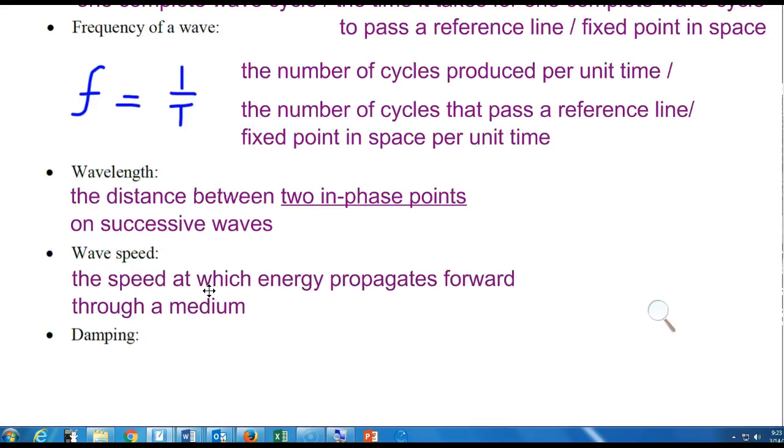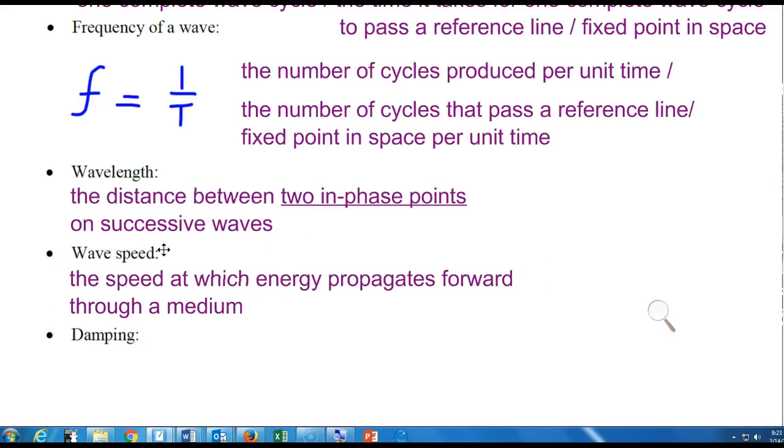Now, this might sound a little like a definition for power, right? Because power is the rate at which work is done or energy is converted or transformed or exchanged. But this is not what we mean by wave speed. We're not talking about power. We mean literally how many meters per second the energy travels forward. That's what we mean by wave speed.